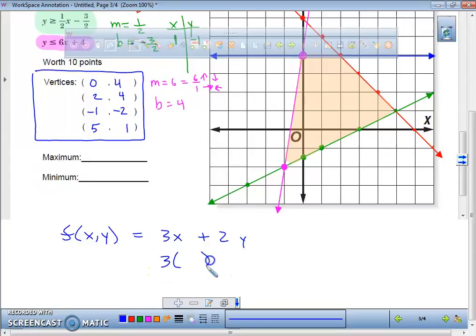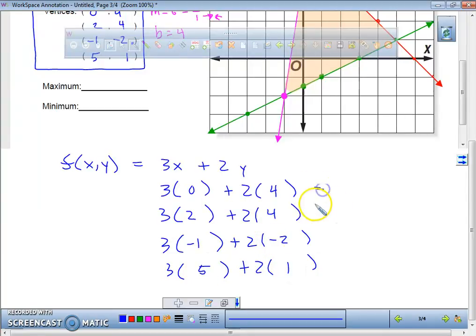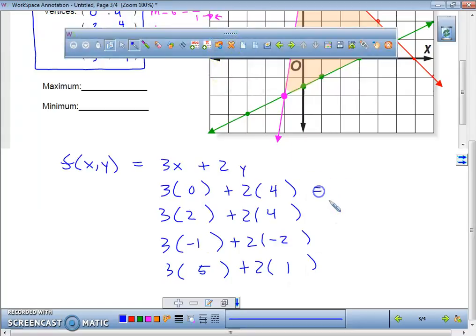Here we go. 1, 2, 3, and 4. So we're going to plug in our 4 vertices. A 0, 4, a 2, 4, a -1, -2, and a 5, 1. We're going to have equals right here. We're going to evaluate each of them.